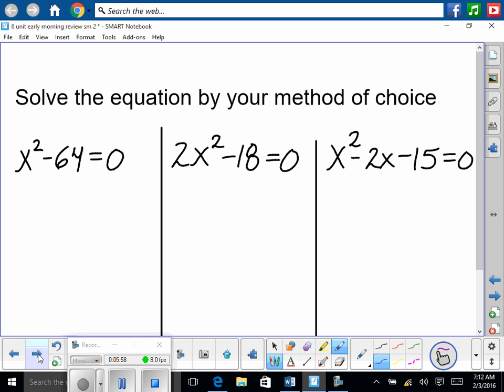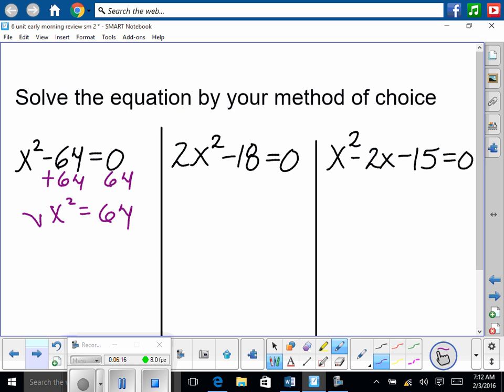So with this one, we're missing the x, right? So we'll just isolate x squared by adding 64. So x squared is equal to 64. Now check and make sure x squared is completely isolated. If there was something multiplied to it, it's not isolated, but in this case it is. Yeah, if it was negative, good point. Yeah, we'd still have to divide the negative.